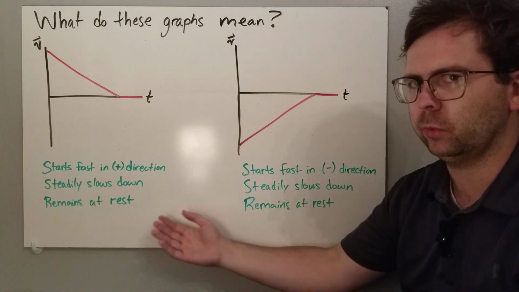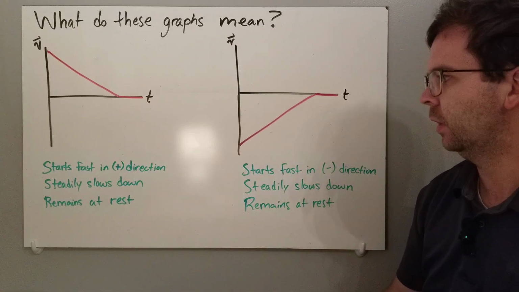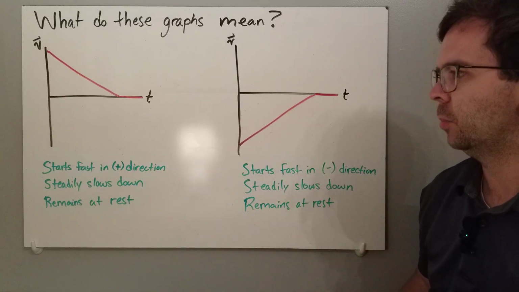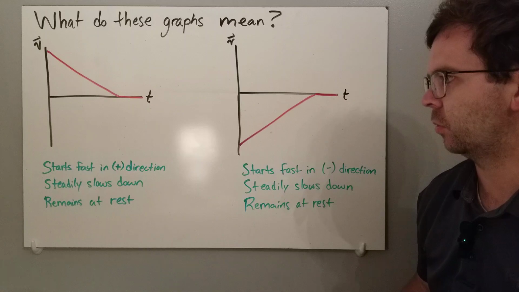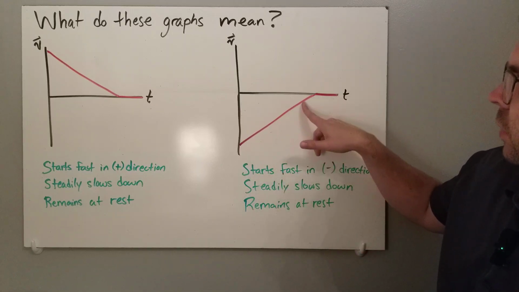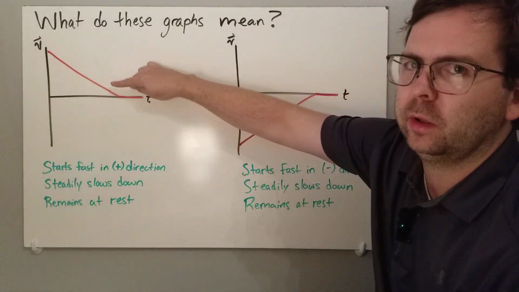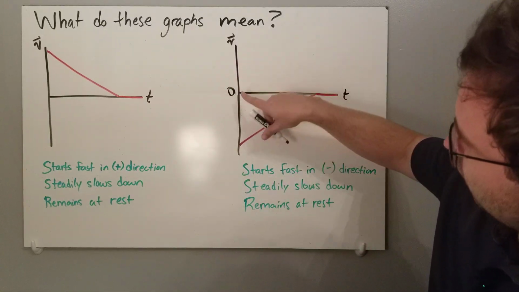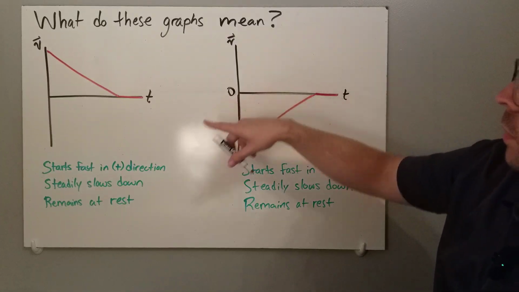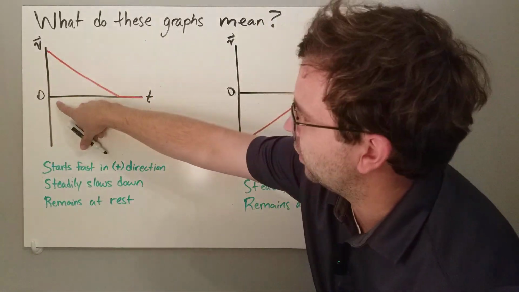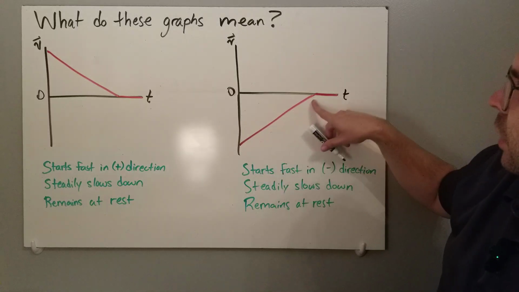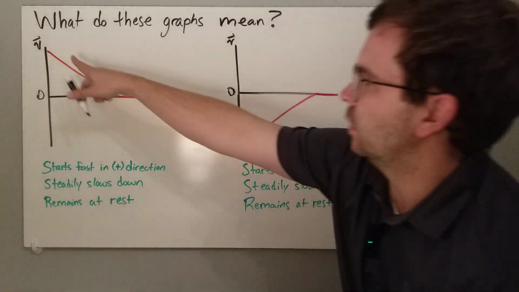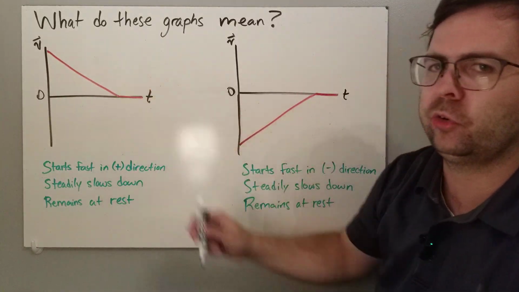Now, if you compare these two, you'll notice the only difference is that one started in the positive direction and the other one started in the negative direction, but they both end up slowing down and then coming to rest. So this is slowing down and this is slowing down. The reason is that you have to remember this line right here, this time axis, intersects with the velocity where the velocity is zero. So if you're approaching this axis, that means you're approaching zero velocity. Either side, either way you come at it, you're approaching zero velocity.